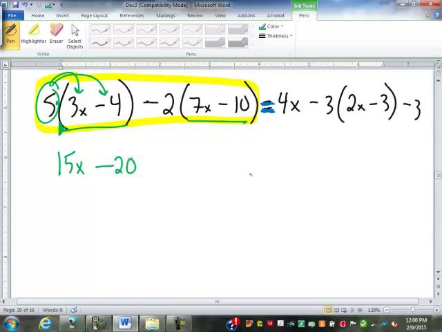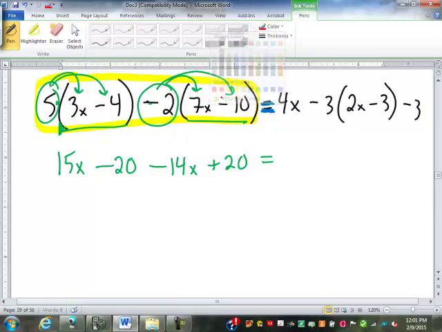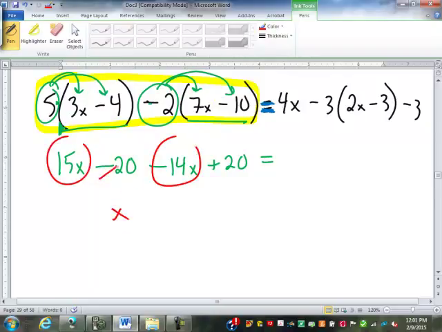Next, down to this set of parentheses. I'm looking at that one. There's nothing to do in the parentheses again, so we're going to distribute. But we are not distributing a 2. We have to be careful. That minus there means we're distributing a negative 2. So negative 2 times 7x is a negative 14x. Negative 2 times negative 10 is a positive 20. Now I'm going to combine 15x and negative 14x is 1x, or just x. Negative 20 and positive 20 is 0. So all we have left on that side is x.